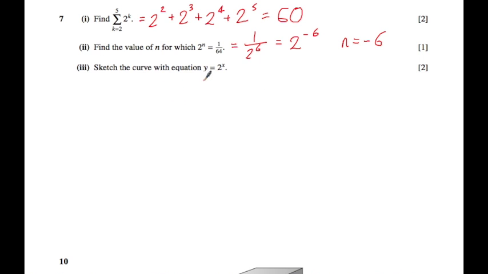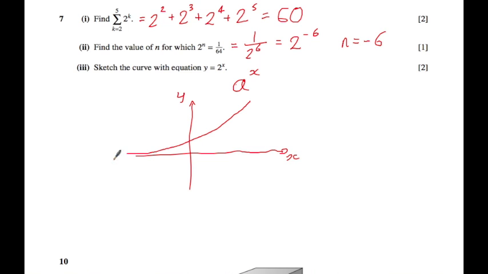Right, sketch the curve of equation y equals 2 to the x. So I'm afraid this is something you just need to know really. Any exponential curve with a positive value of a is going to have this same general shape. It has an asymptote on the x-axis. It's never going to touch the x-axis.